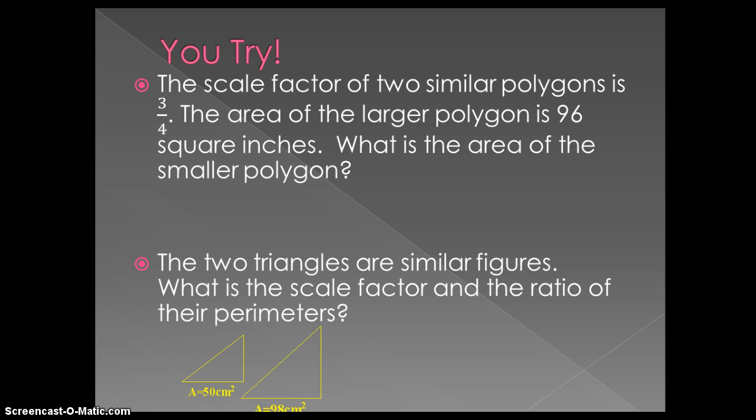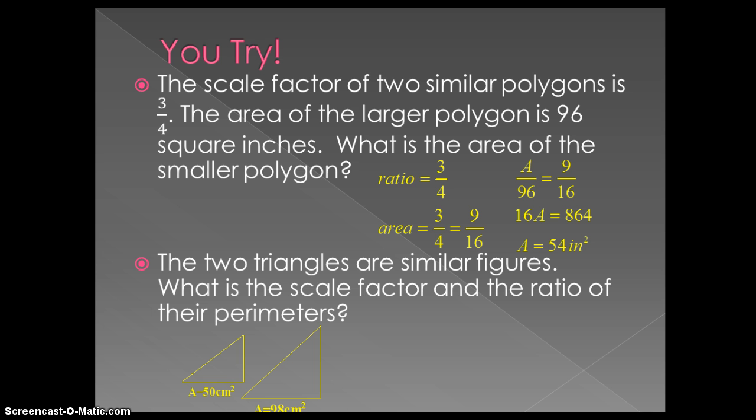Alright, so if we look at this first one, the scale factor of two similar polygons is 3 to 4. The area of the larger polygon is 96 square inches. What is the area of the smaller one? Well, we know the scale factor is 3 to 4, so to find the area ratio, we have to square them. So 9 to 16.